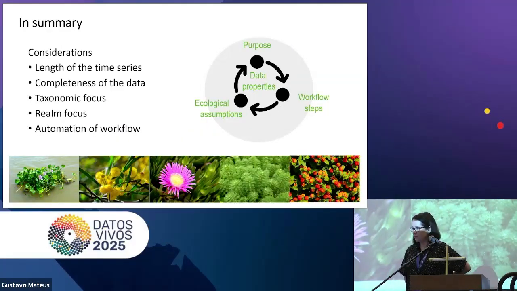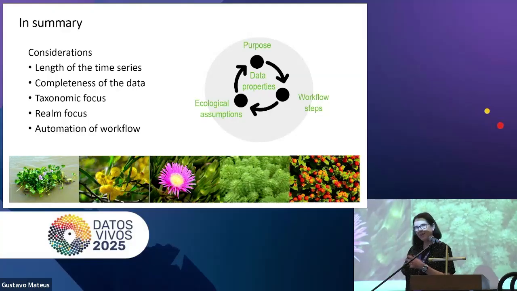It's less straightforward than it might at first appear. The considerations that need to be thought about carefully are the length of the time series you use, what is policy relevant, what is statistically suitable, and the completeness of the data. It's never fully complete. How do you deal with that? How do you account for it? What taxonomic focus? What do you want to include or exclude from a realm and taxonomic perspective?